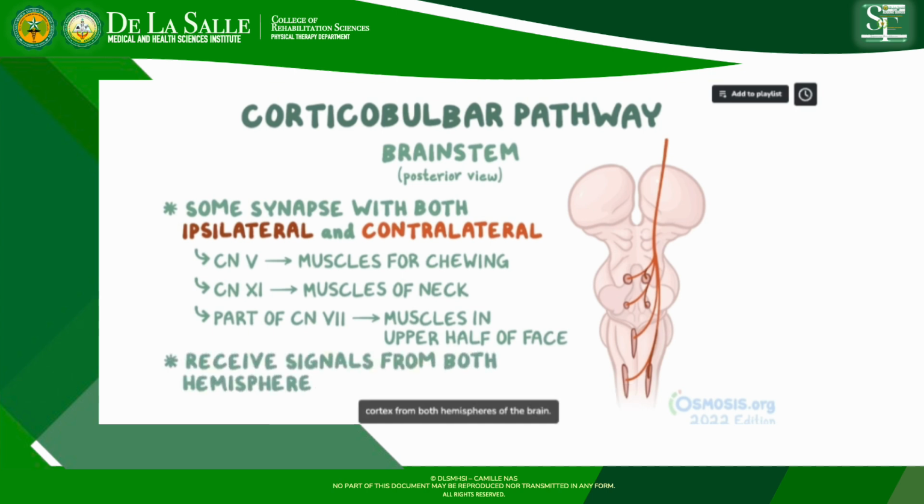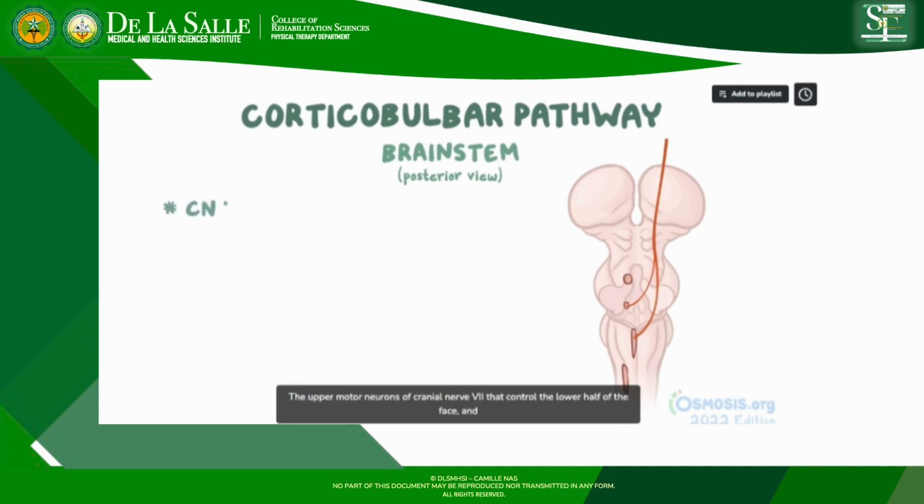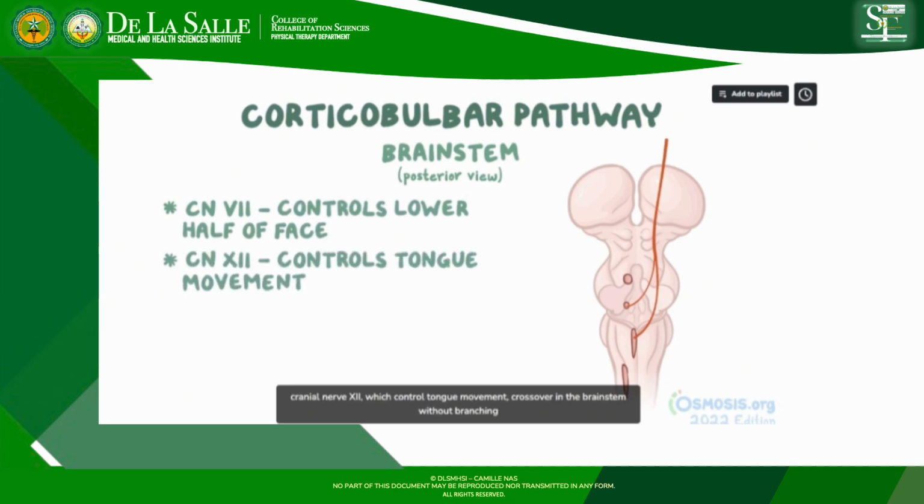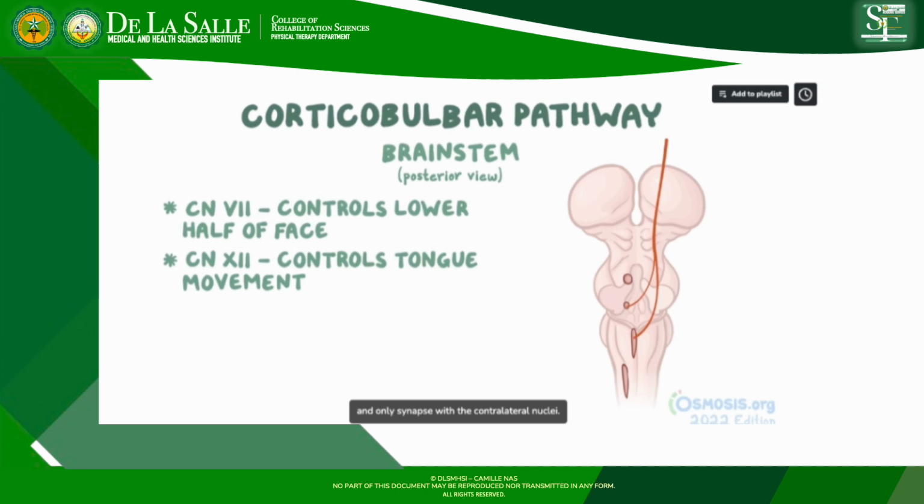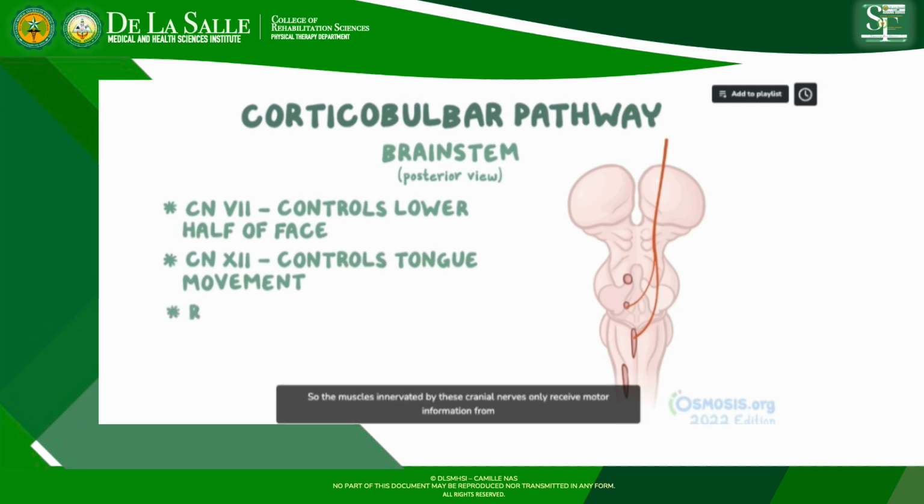The upper motor neurons of cranial nerve 7 that control the lower half of the face, and cranial nerve 12, which control tongue movement, cross over in the brainstem without branching and only synapse with the contralateral nuclei. So the muscles innervated by these cranial nerves only receive motor information from the contralateral cerebral cortex.